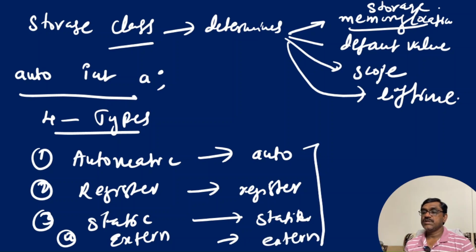These are the four storage classes, right? What I said, a storage class determines the storage, the default value, and the visibility. Visibility means scope, and lifetime is how long it is going to be alive. We will see each and every storage class in detail in the coming classes.